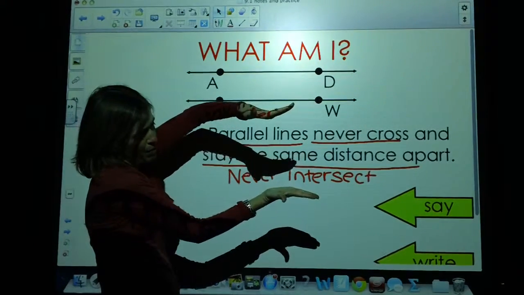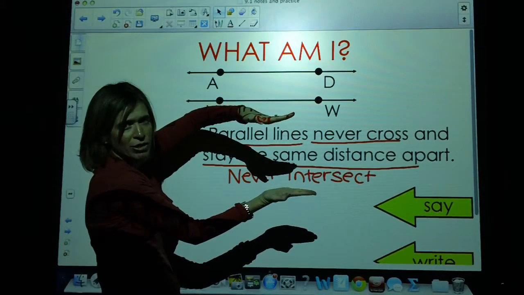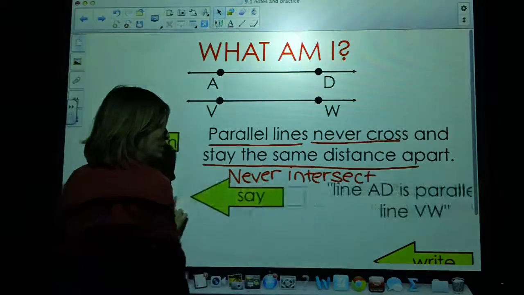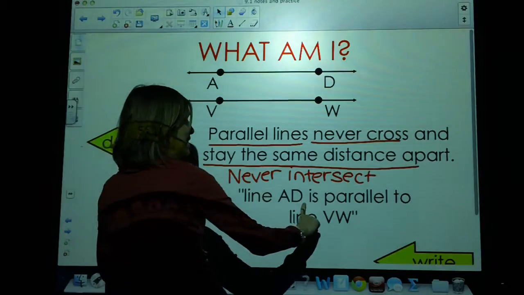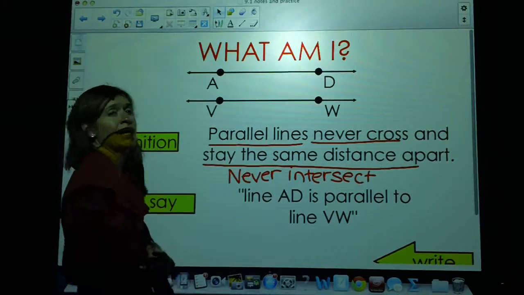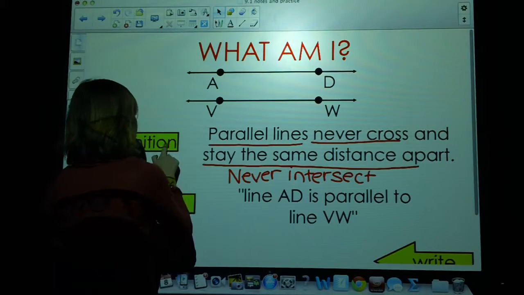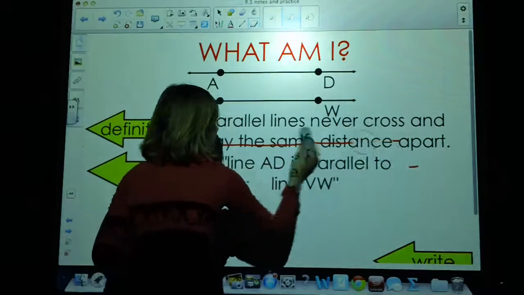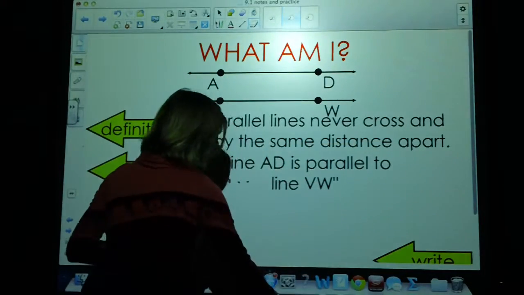Just think about it. Think about my hands right now. They never intersect. They're never going to cross, okay? We would say line AD is parallel to line VW. That's what we would say about these 2 lines. Okay, let me move this up a little bit. Erase that, giving you some time to write that down.